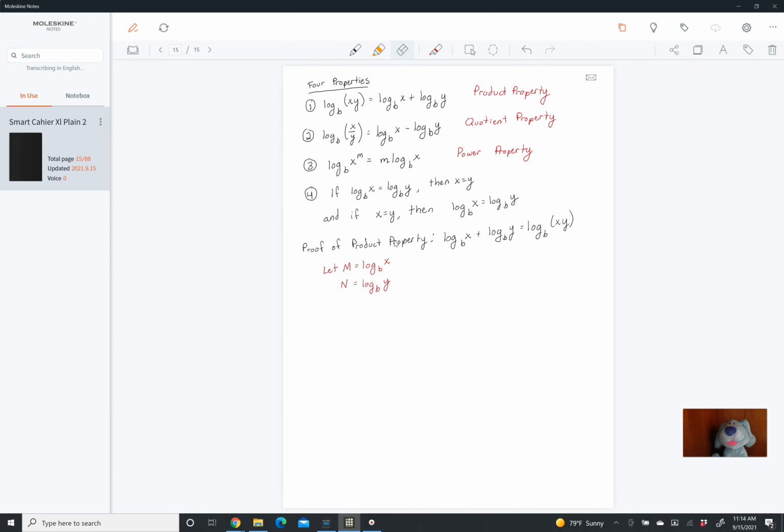Now we're just going to put each of these in exponential form. So we're going to take the first one, put it in exponential form. The base of the exponent is the same as the base of the log, so it's b to the m power, because the log solves for the exponent, is equal to x. And if we do the other one, it's the same thing. b to the n power is equal to y. So all we did here was put the logs in exponential form.